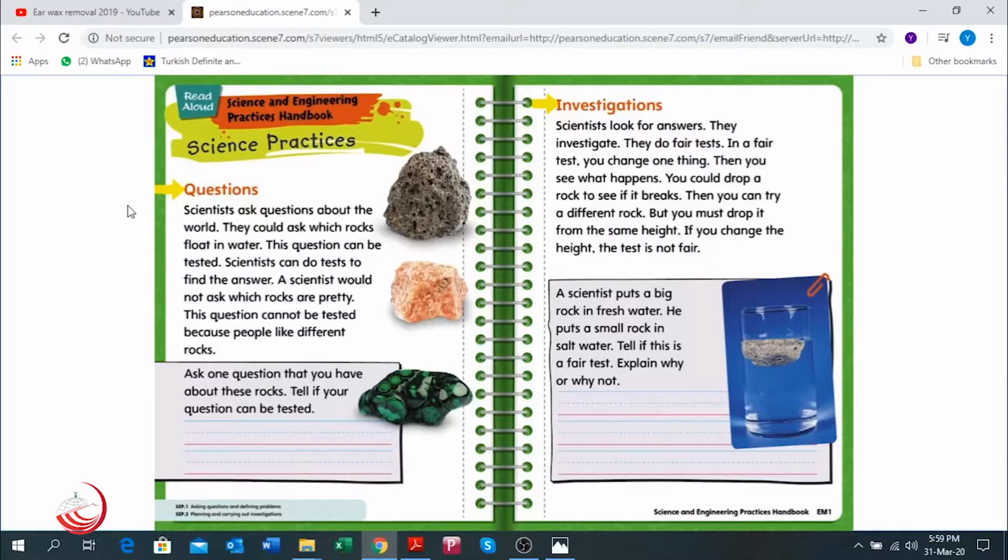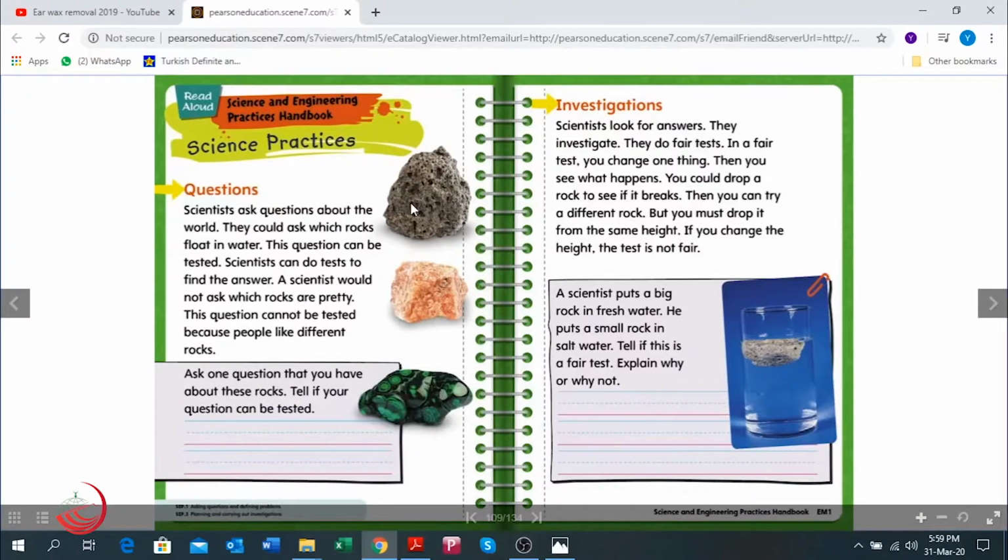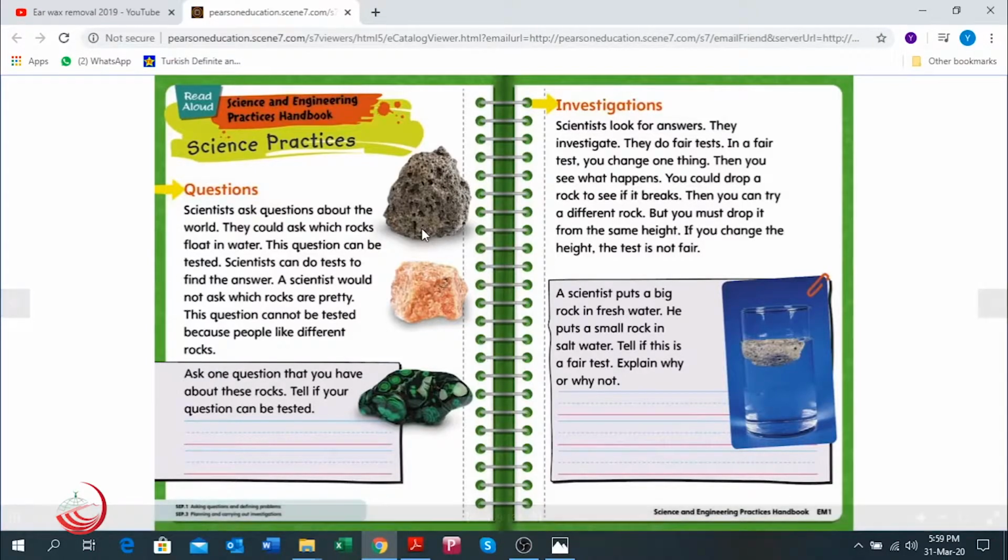So there are two different types of questions. One question can be tested, like, can this float or not? Will this rock float or sink? There is another type of question. Is this rock pretty? Do you like it or not? So someone can say, I don't like it. It's dark, it's gray, it's not pretty. Another one can say, I think it looks beautiful. So this question cannot be tested. Everyone has his own opinion.